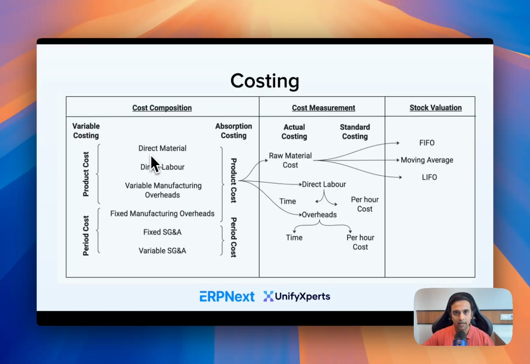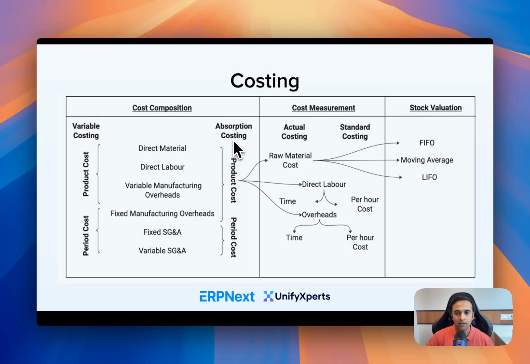And obviously there is direct material cost, direct labor cost as well, that needs to be included in production costing. Then there is another concept called cost measurement. What cost measurement refers to is how are you measuring the cost? How are you measuring your direct labor cost? How are you measuring your direct material cost? How are you measuring your fixed manufacturing overheads, etc., right?